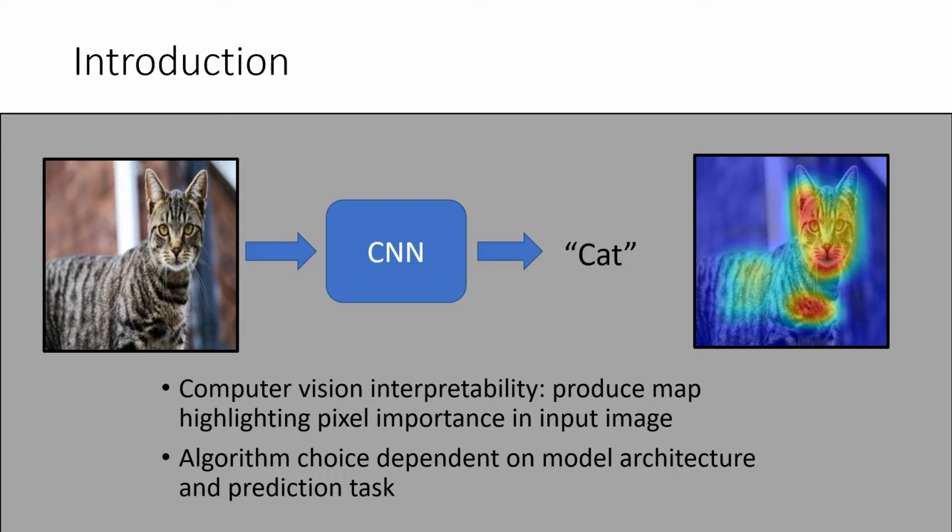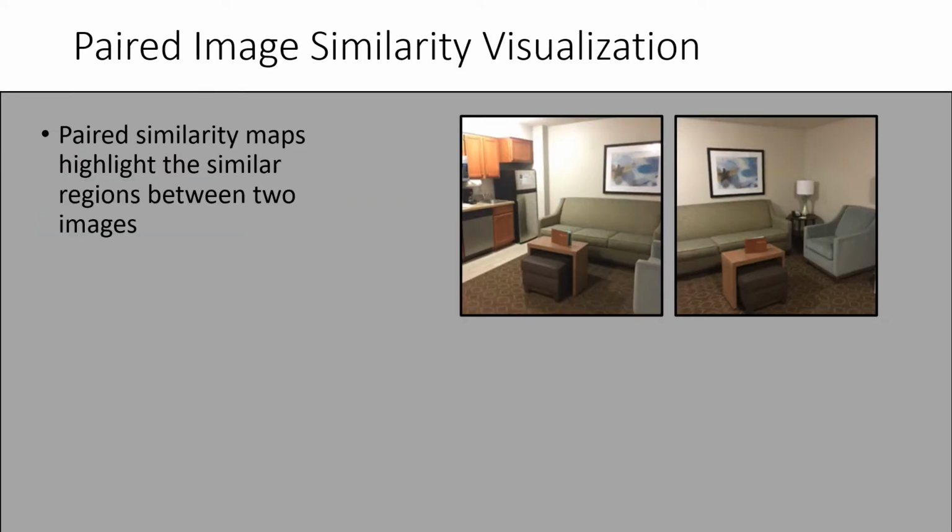Here, this example demonstrates a heat map of the most important pixels for this cat picture that is inputted into a CNN and trained for classification. For models that are trained for image retrieval, it is useful to know the regions from a pair of images that the model encoded to be similar to each other. These visualizations are known as paired similarity maps.